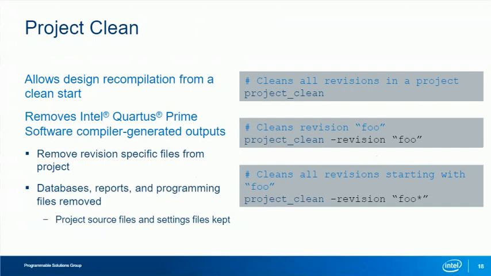In your script, if you'd like to compile or recompile your project from a clean start, you'll need to perform a project_clean. Cleaning a project removes all Intel Quartus Prime software compiler-generated outputs for a specific revision or multiple revisions within a project. Binary database files, report files, and programming files will be removed while source files and settings files are not. Let's look at 3 examples. In the first example, a simple project_clean will clean all revisions in a project. The second example will clean revision foo, while the third example cleans all revisions that start with foo.